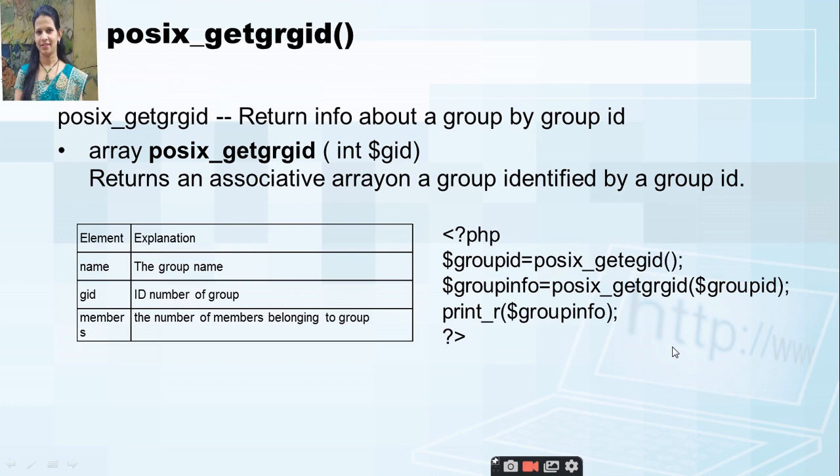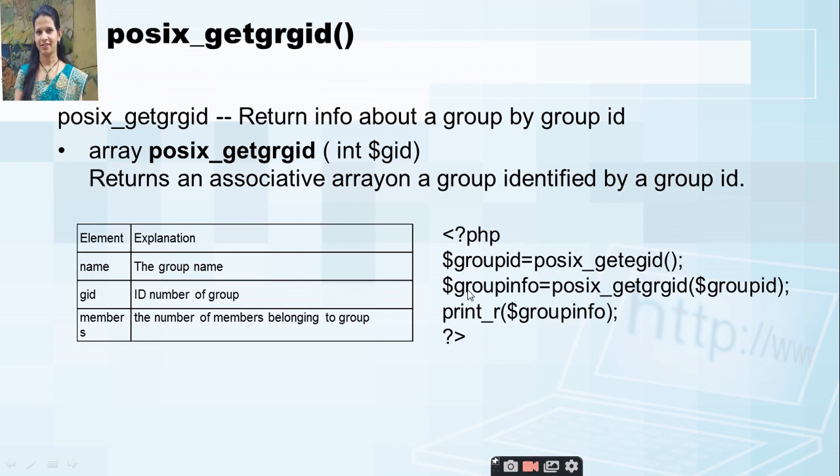The next function we will use is posix_getgrgid. It returns information about a group by group ID. For this we require the group ID, which we send as a parameter. Here also we will get an associative array with the name, which is the group name, the group ID, and the members, meaning the members belonging to the group.